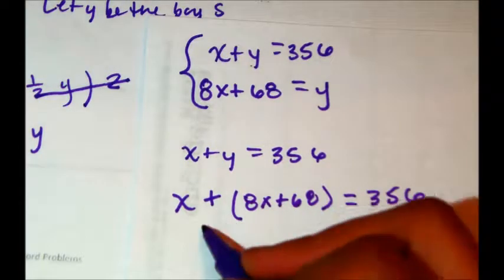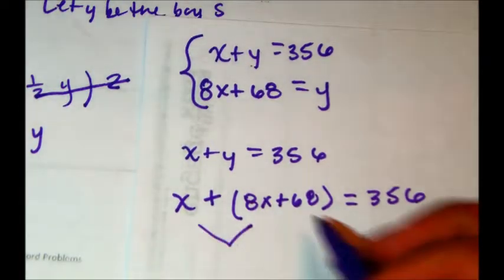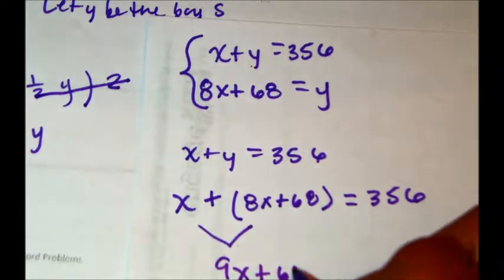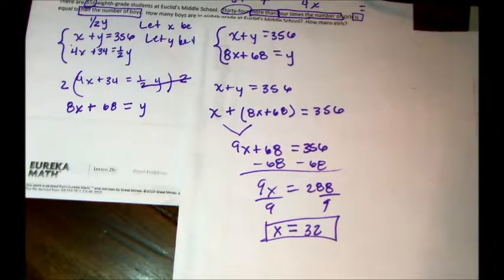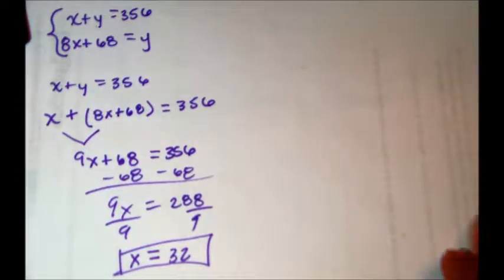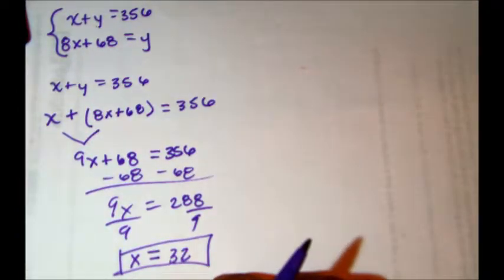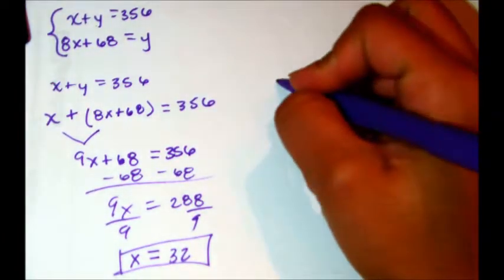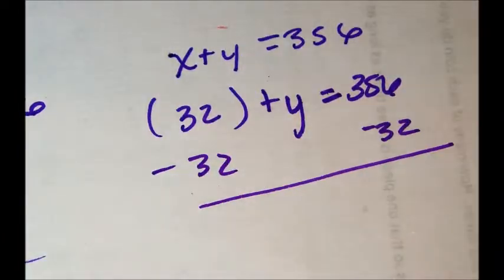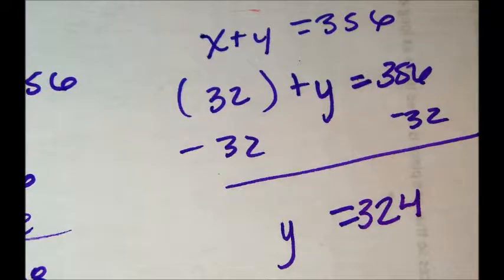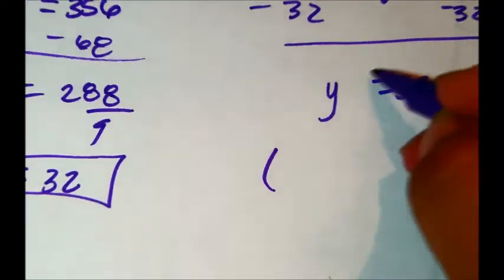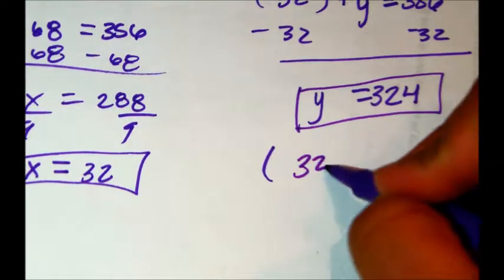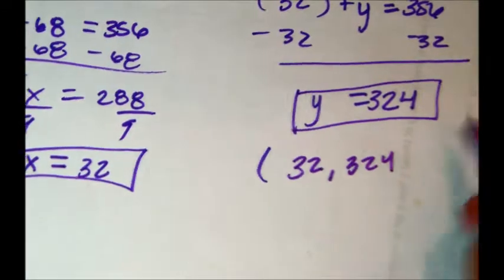So I have some like terms that I can add when my parentheses drop off. 8x plus x is 9x now, plus 68 equal to 356. All right, let's talk about what y equals. So we know that x equals 32. We're going to take 32 and substitute it into either one of our given equations. What this means is that the solution set for this system of linear equations is 32 and 324.